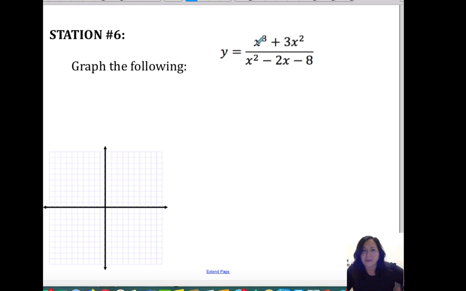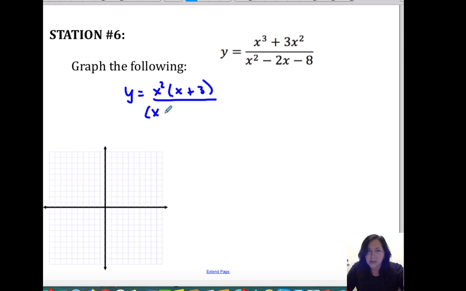Graph the following equation. So for this problem right here, x cubed plus 3x squared over... So what I'm going to do, let's see, start factoring. I'm going to take out an x squared, so what I have left is x plus 3. I'm going to factor the bottom, and that's going to be x minus 4, and then x plus 2. That's -8, -2. And so what we have are vertical asymptotes at x equals 4 and x equals -2.